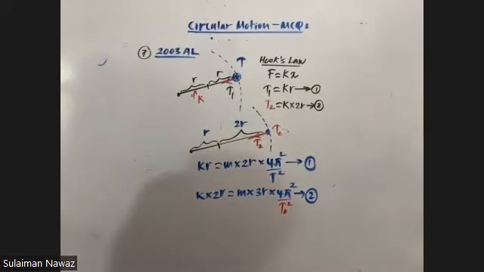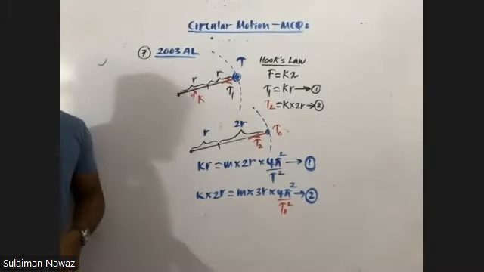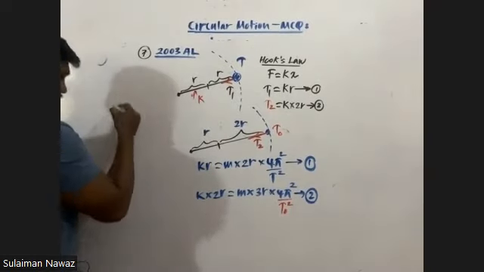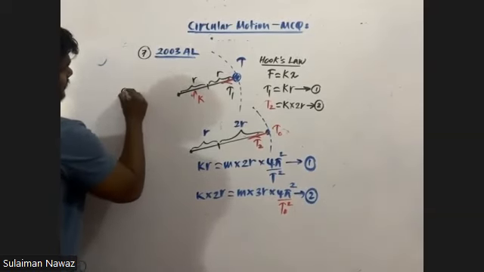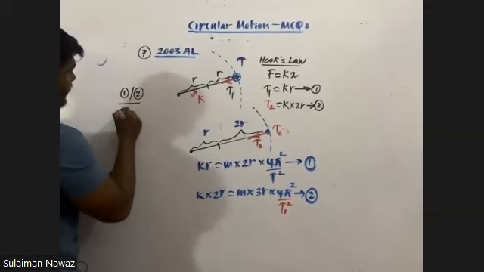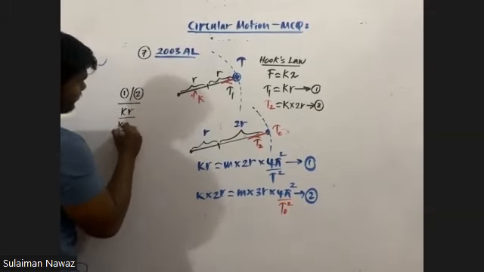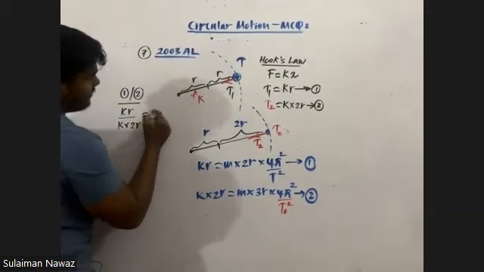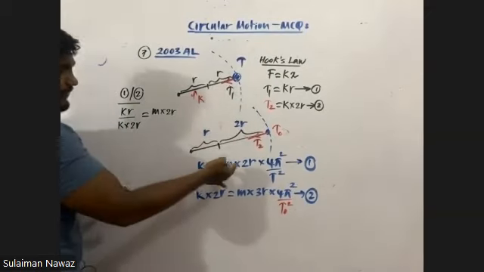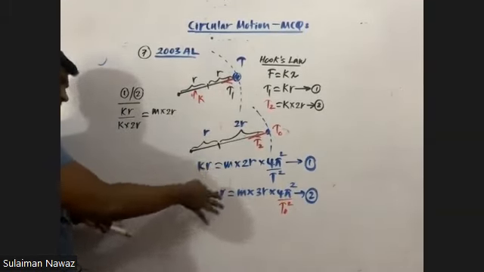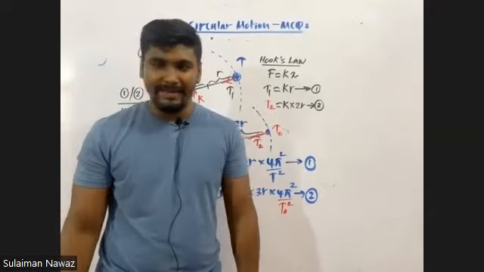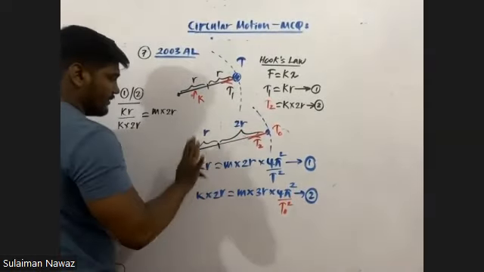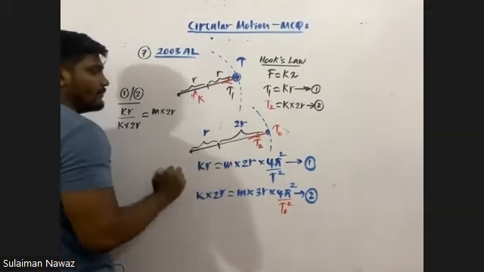How do you find the answer? When you divide equation 1 by 2, we get Kr over K into 2r equals m. Normally, when you do MCQs, you want to reduce the steps as much as possible. In paper class I do all the steps, but here we want to reduce the steps and do MCQs.